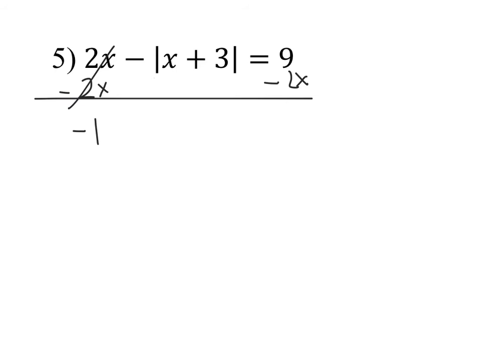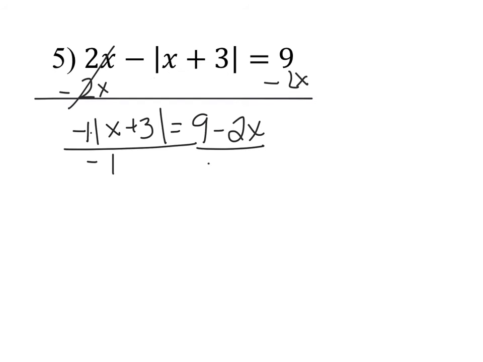And I get negative the absolute value of x plus 3 equals 9 minus 2x. And then this is negative 1 times the absolute value of x plus 3. So if I divide everything by negative 1, this is now by itself: the absolute value of x plus 3. The 9 changes to a negative 9. The negative 2 changes to a positive 2. And I just like writing it like that better.